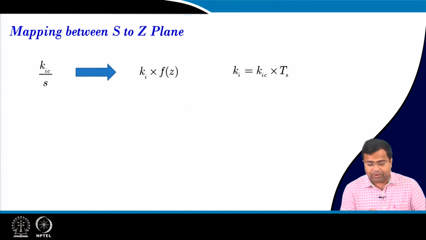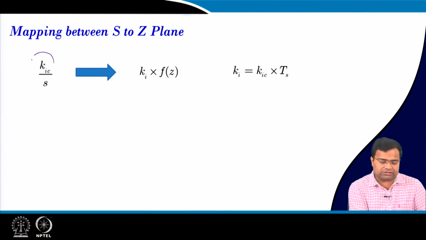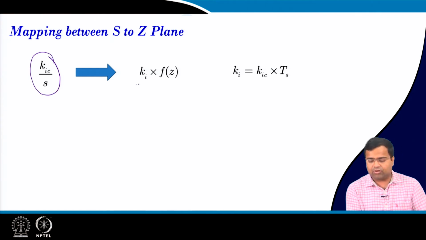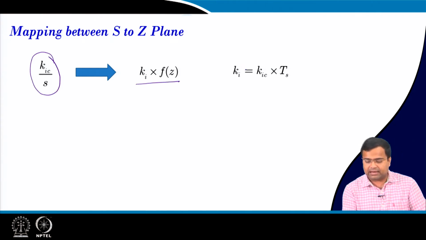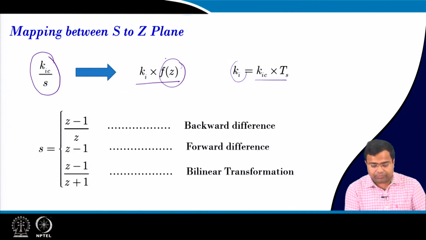Now, if we want to map, that means a continuous time integration we started with, and we got a discrete time integration, and k I, the discrete time integral gain, is this. What is f z? That means if we map the s domain to the z domain, for backward difference it will be z minus 1 by z, for forward difference z minus 1, and for bilinear transformation it will be z minus 1 by z plus 1.